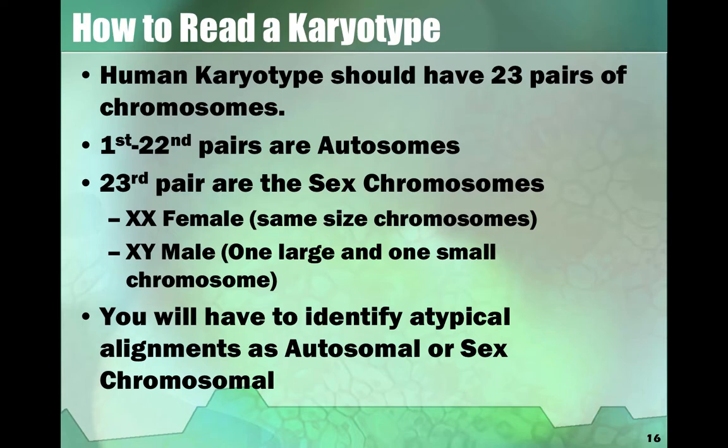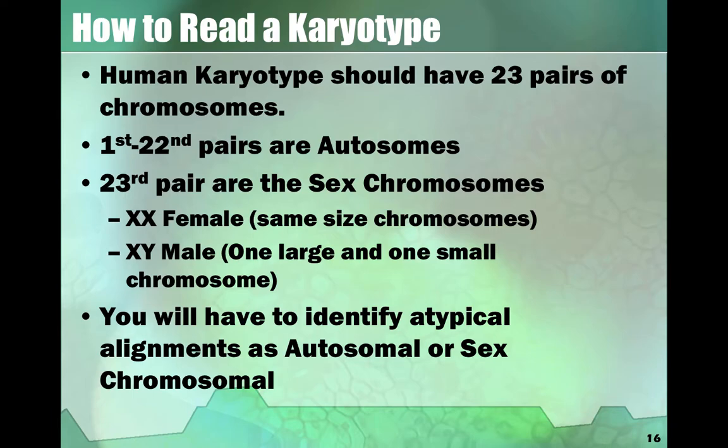Pairs 1 through 22 are called your autosomes. And if there's a disorder or some type of misalignment of the chromosomes there, then that would be an autosomal disorder or an autosomal misalignment. The 23rd pair is the sex chromosome pair. So if there's any type of issue there, then that would be considered a sex chromosome disorder.